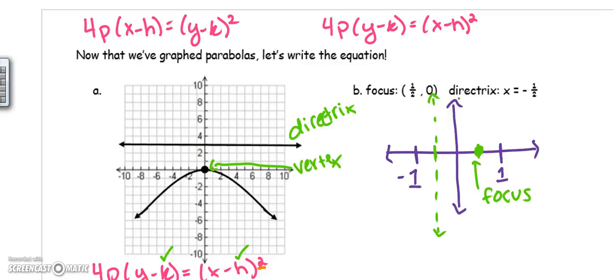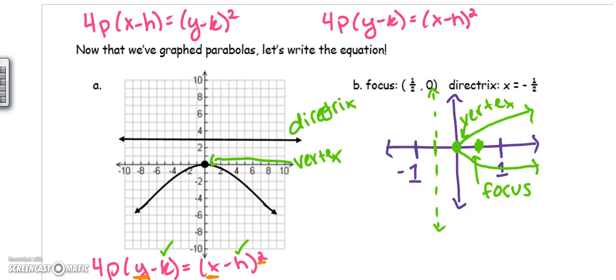So now we know the vertex is always right in between the focus and directrix. So if this is positive 1/2 and this is -1/2, that means our vertex has to be at 0. And then we also know that the vertex always hugs the focus. So that means my graph has to go this way. So now this is opening to the right. That means we have to have an equation with y squared. So I'm going to put that down here.